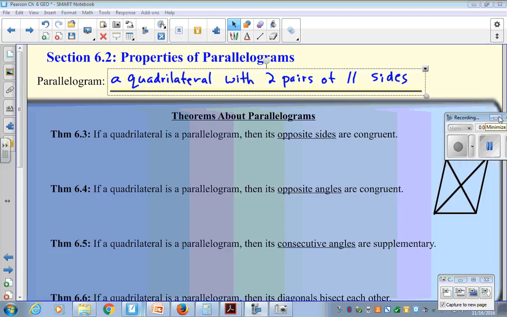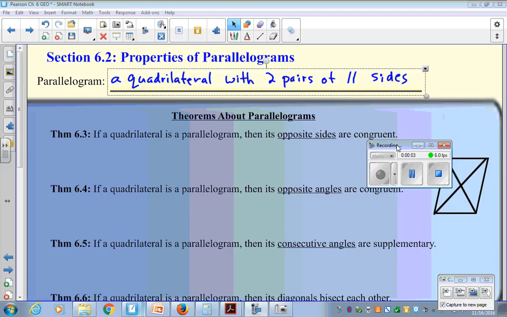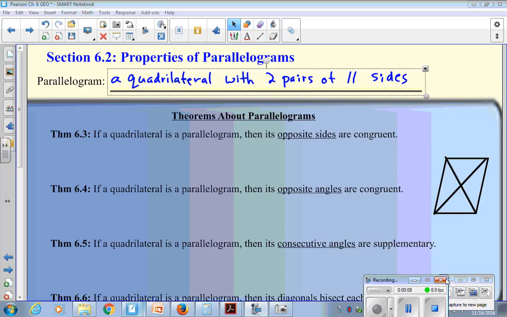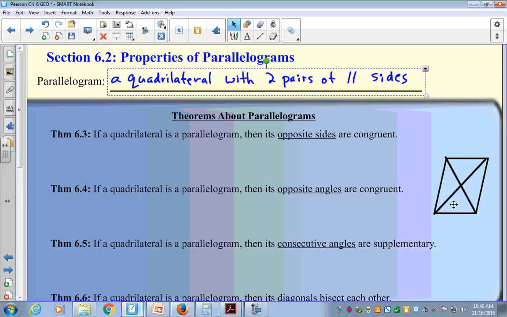Hey guys, this is section 6.2, properties of parallelograms, and we just talked about how a parallelogram is a four-sided figure or quadrilateral with two pairs of parallel sides. Do you guys have a parallelogram next to you? Okay. So go ahead and on your parallelogram, put your diagonals from corner to corner. So put those diagonals from corner to corner.